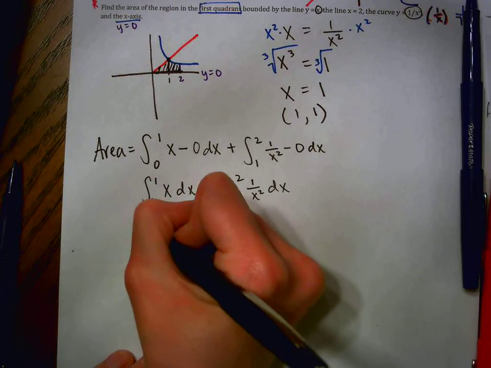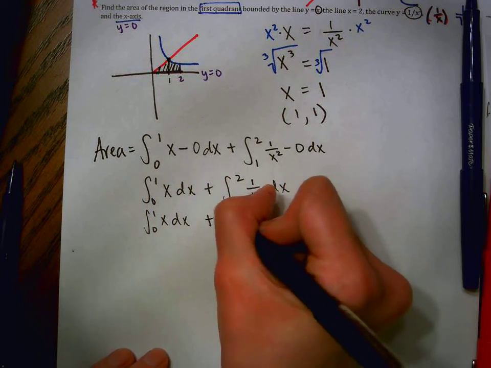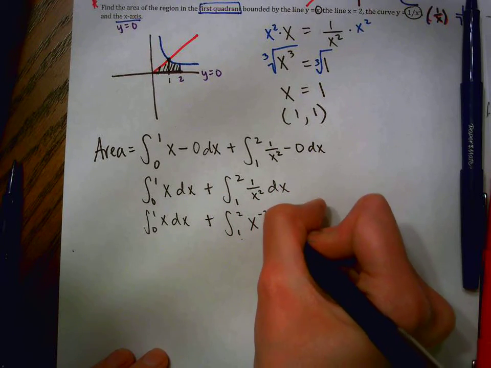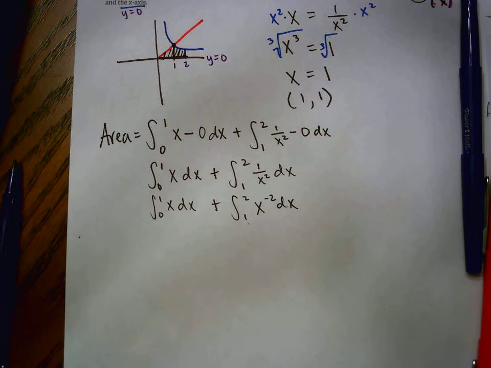So I'm going to go ahead and keep them on the same page. I'm just going to keep that one. Rewrite this one as what? x to the negative 2 dx. And now I'm ready to integrate.